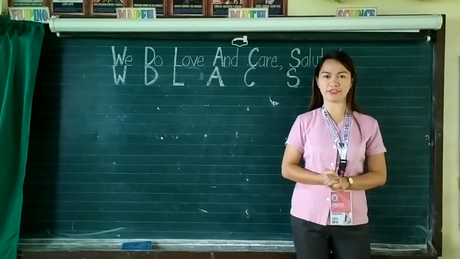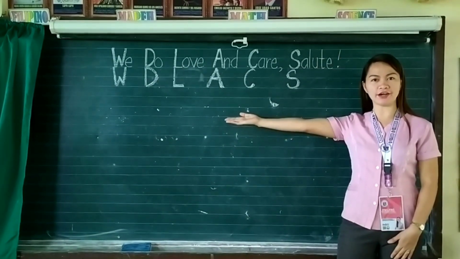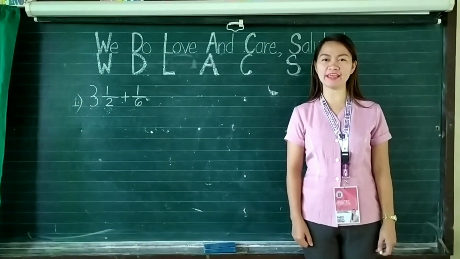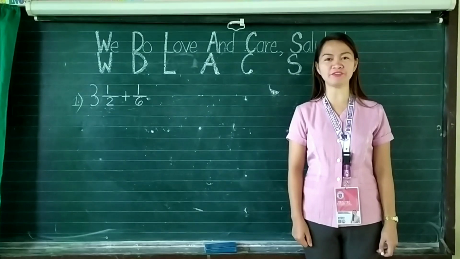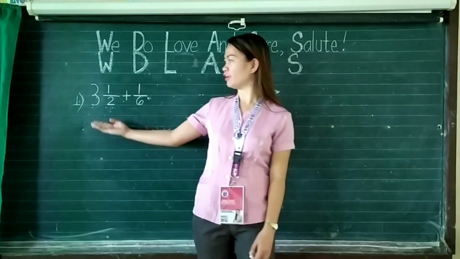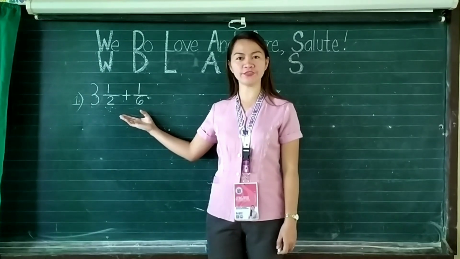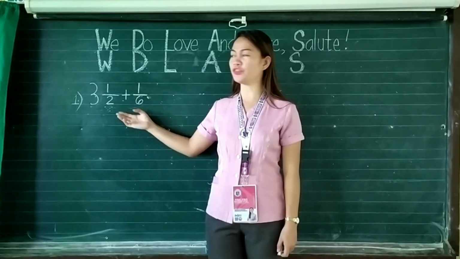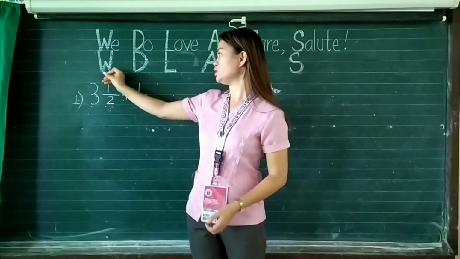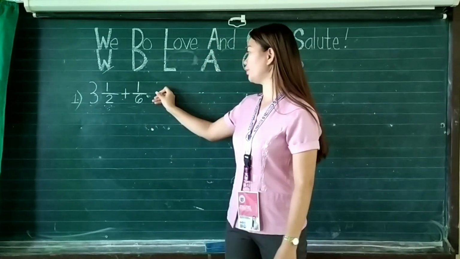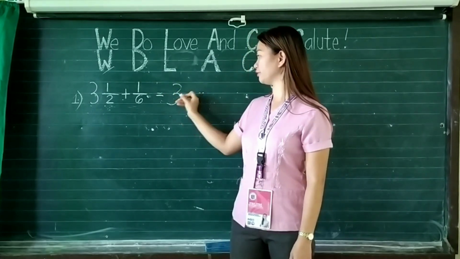Let's do it together. We Do Love And Care Salute! For the first example, we will be adding a mixed number and a simple fraction. So we have 3 and 1/2 plus 1/6. The first thing that we need to do is copy the whole number. Since we only have one whole number here, which is 3, we write 3.